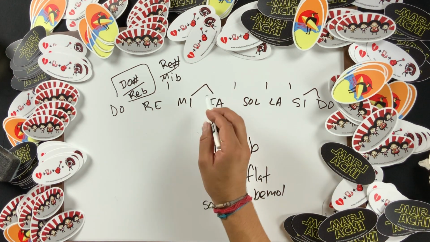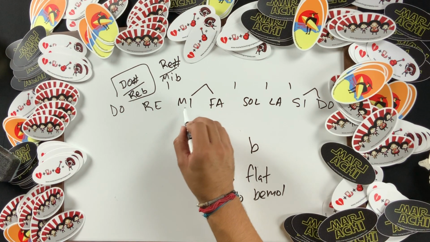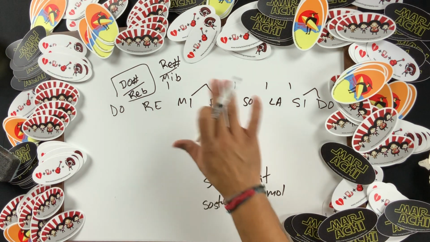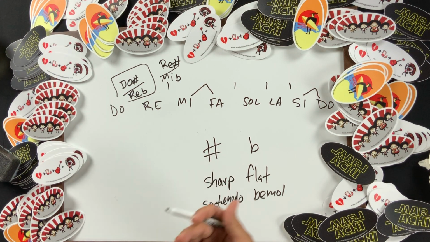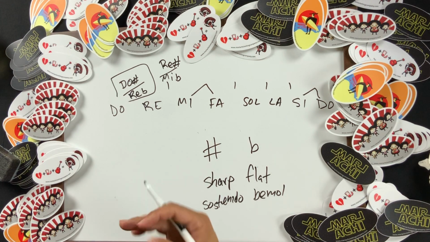There is no sound between mi and fa. We do have mi sostenido and fa bemol, but we're going to ignore it for right now because I don't want to fry your brains like Taco Tuesday, special tacos. I don't want to go there yet.